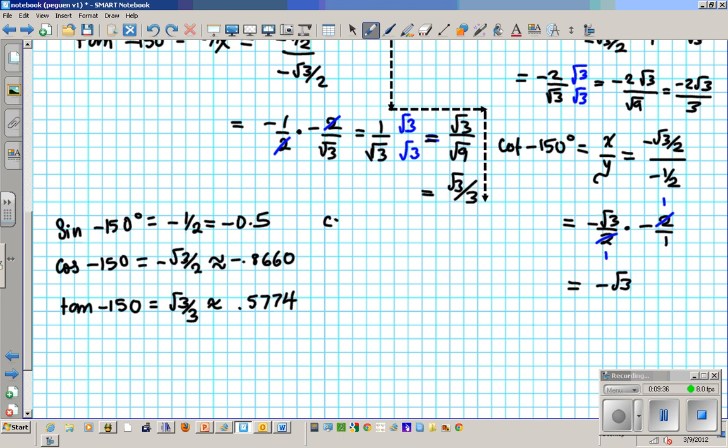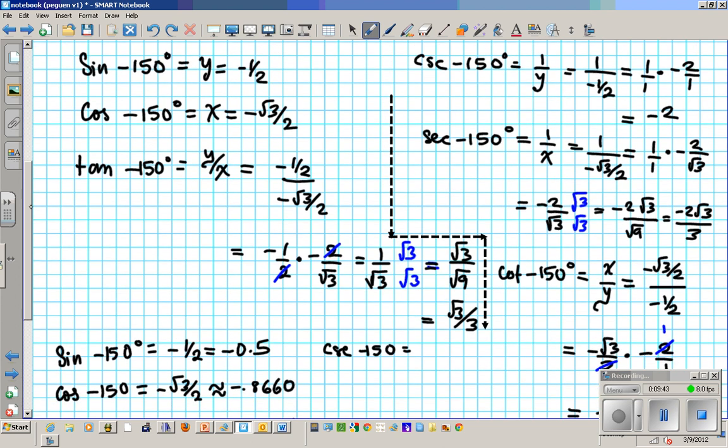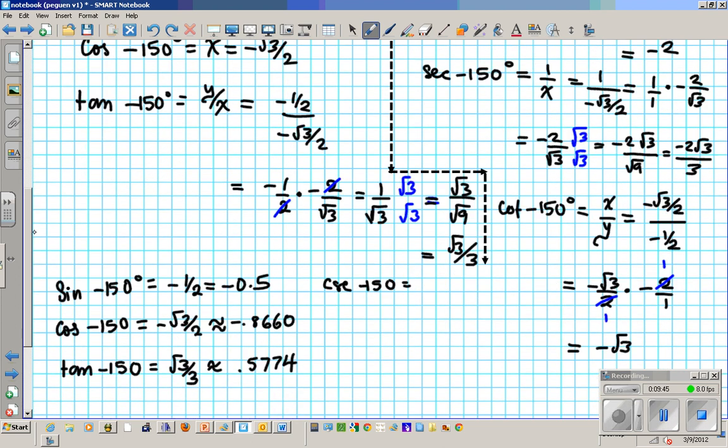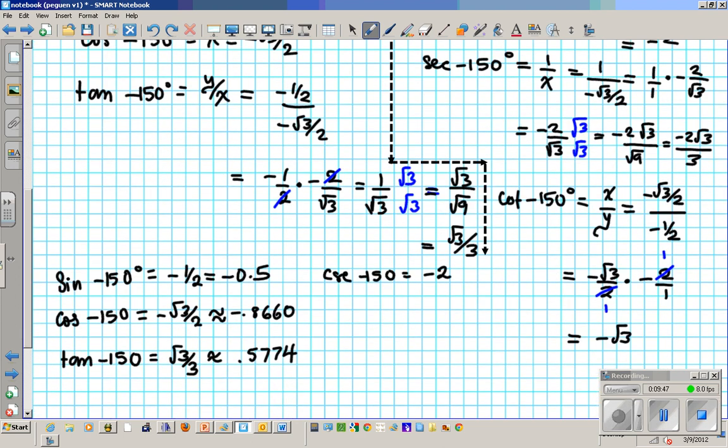Cosecant. Cosecant negative 150. What did we get? We got negative 2. What is negative 2 in decimal form? It's a whole number, right? So we don't need to bother. So this one is done. All right, secant. Secant negative 150 is negative 2 root 3 over 3.